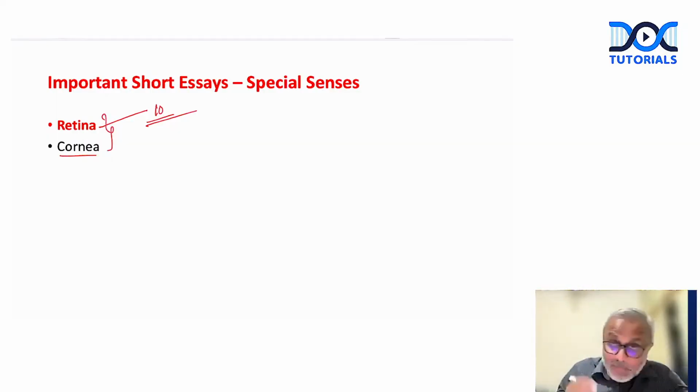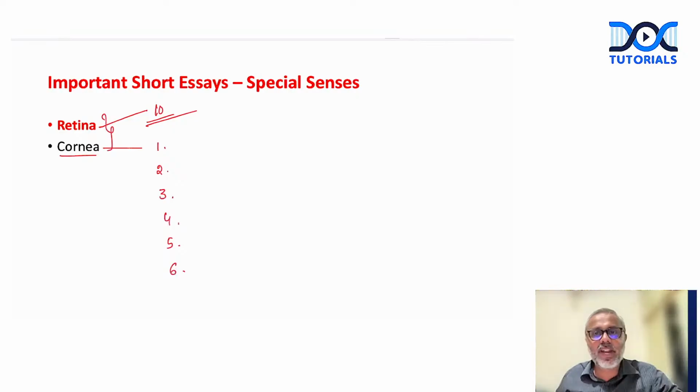Along with the diagram, remember, when we describe the histology of the cornea, how many layers do we describe? 1, 2, 3, 4, 5, and 6. So what are the layers? A, B. What is A? Anterior epithelium, which is stratified squamous non-keratinized.